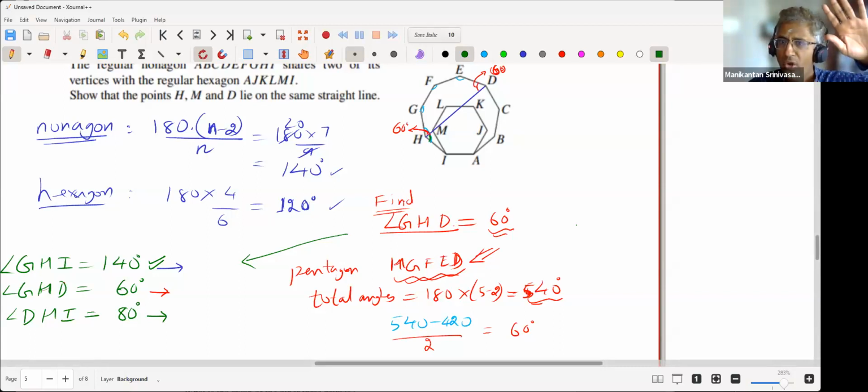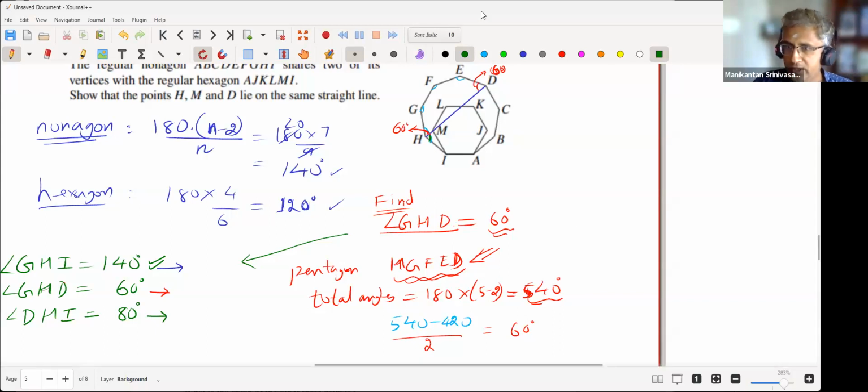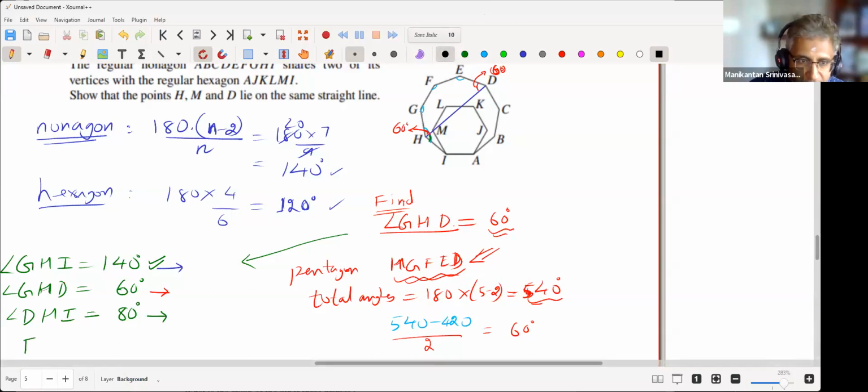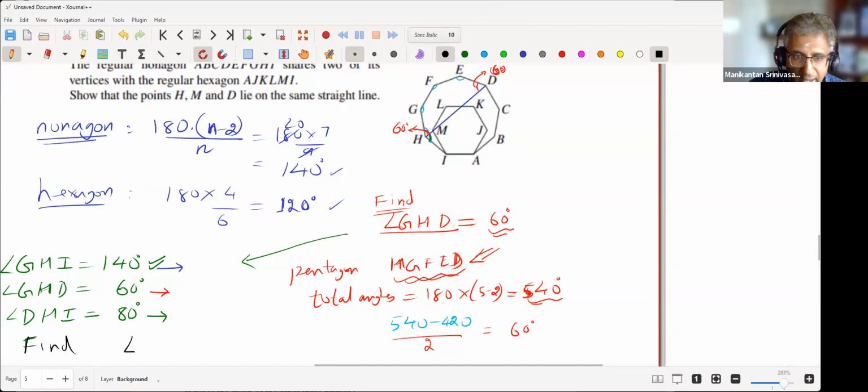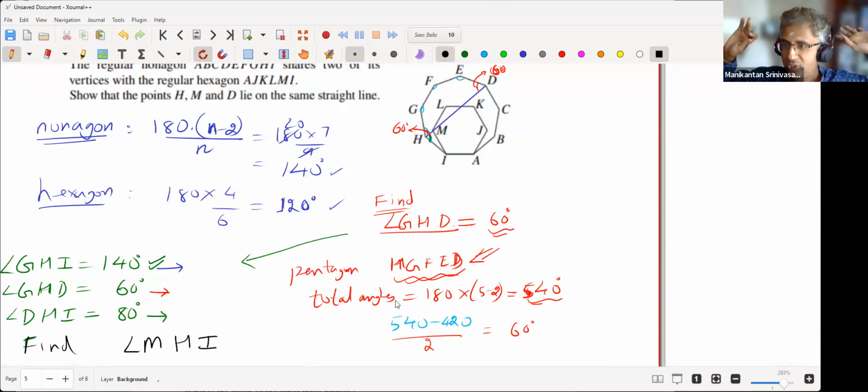Now forget the nonagon. Just focus on the hexagon for now, and my goal is to find angle MHI. Note that that's DHI only, but for now D does not even exist. I'm independently calculating MHI, and I'm going to say MHI is also 80 degrees, and therefore conclude that DHI and MHI are the same, which means H, M, and D are in a straight line. That's how the conclusion will happen.